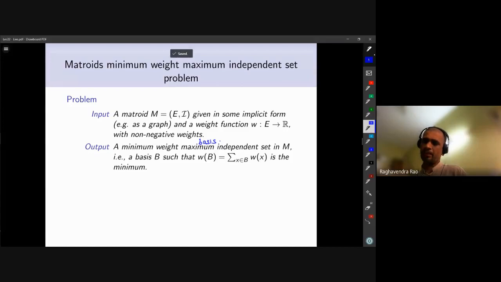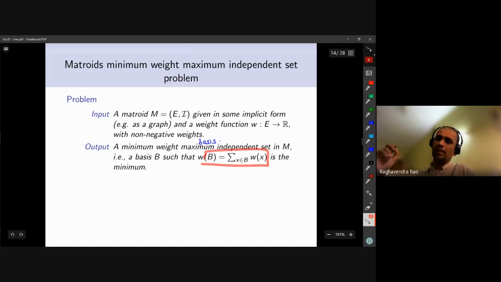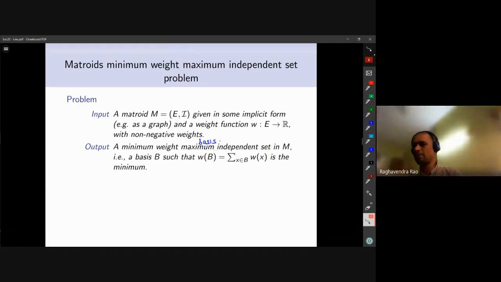That is a basis such that the total weight of the elements in the basis is the minimum. There could be multiple bases with the same minimum weight, say the minimum weight is k. Then there will be many. In fact, it could also be that all of them have the same weight. Is the problem clear? We just have an additional weight function on the ground set elements. What we want is to minimize the weight of our basis. Earlier it was just, output some basis, we are happy. Now it has to be minimum weight.